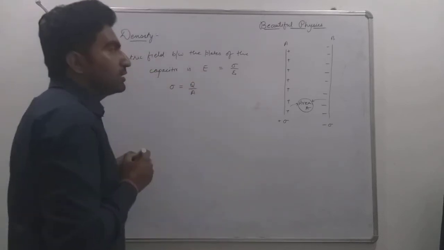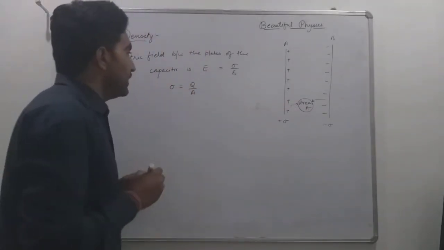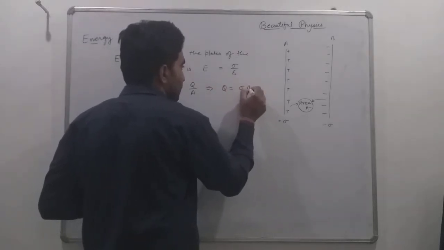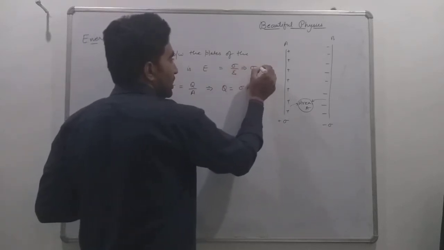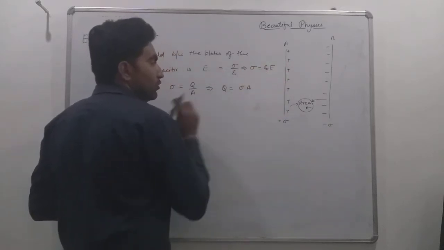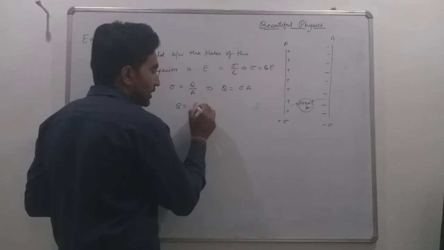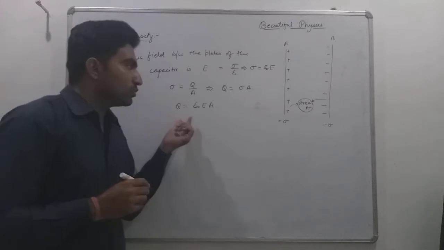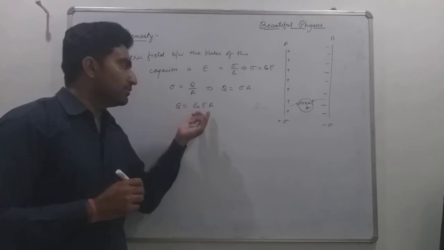Suppose Q is the charge on each plate, then surface charge density sigma will be equal to Q by A, and from there we have Q equals sigma times A. From the above equation we can find the value of sigma, and sigma will be equal to epsilon naught times electric field. When we put the value of sigma, we have charge Q equals epsilon naught E times A.